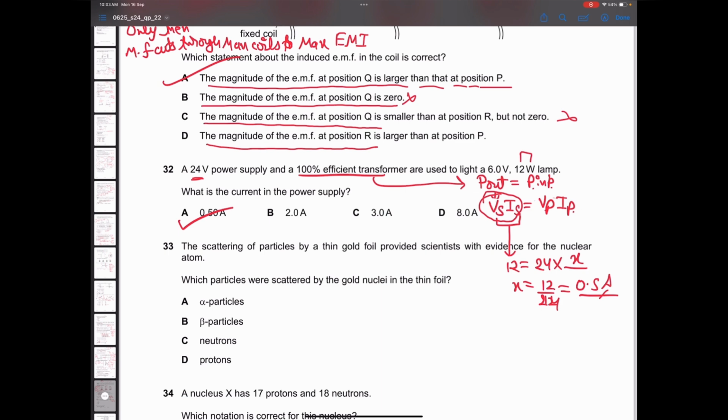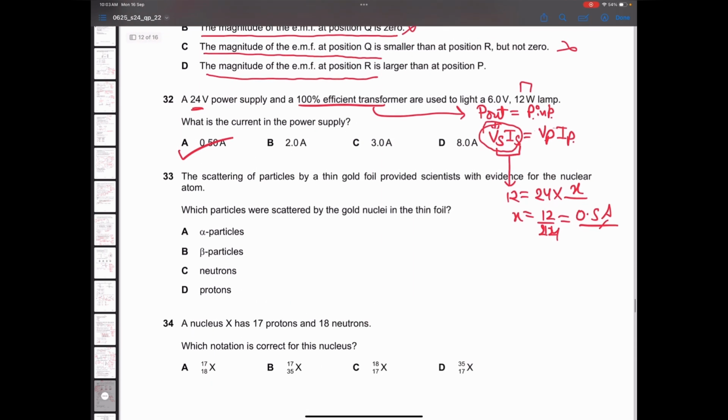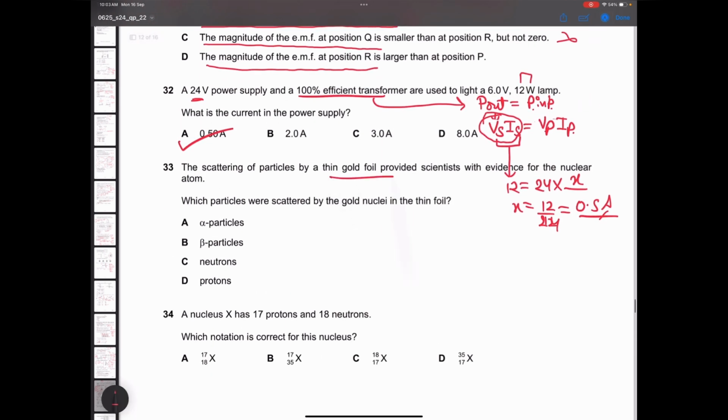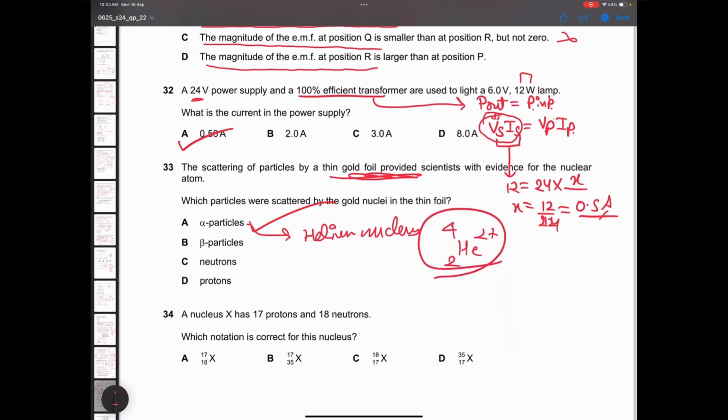Next question. The scattering of alpha particles in the Geiger-Marsden experiment. In this experiment, which particle was used? Alpha particles were used. What are alpha particles? These are helium nuclei. They are represented like this, He with 4 on top and 2 at the bottom, 2 plus. This is the representation.